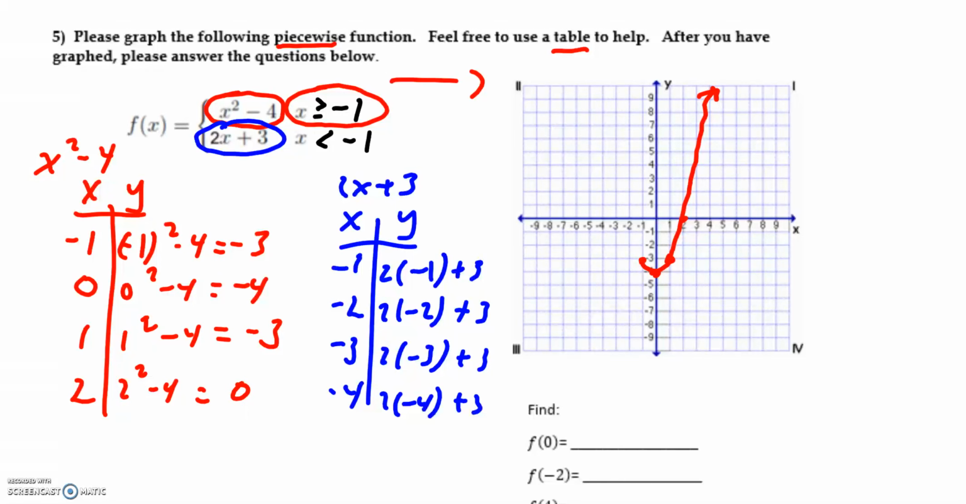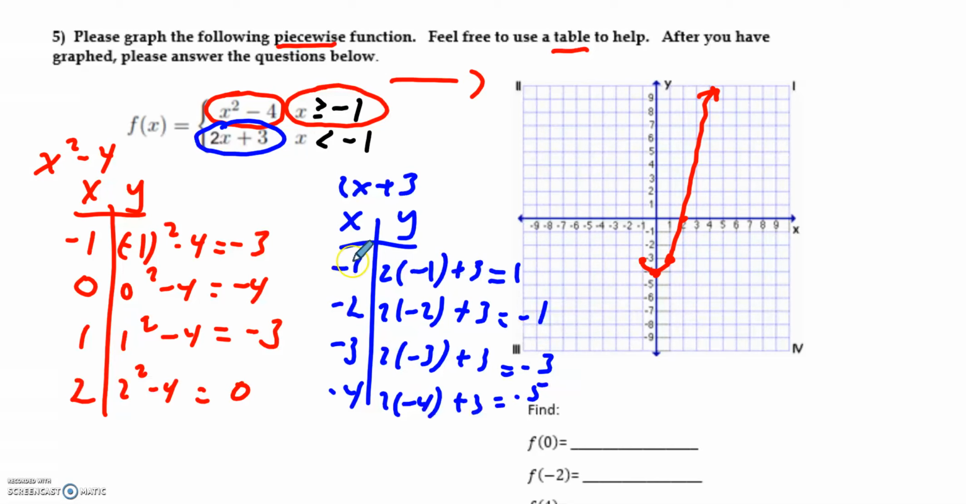We left off here on number 5, plugging in the values -1, -2, -3, and -4 into the function 2x plus 3. So if I continue to do that, if I multiplied this, I'd get -2 plus 3, so I'd get 1 as my output. -4 plus 3 is -1. -6 plus 3 is -3. And then -8 plus 3 is -5.